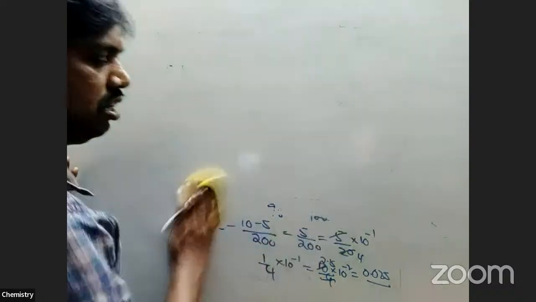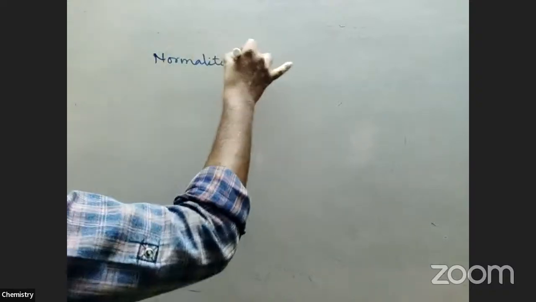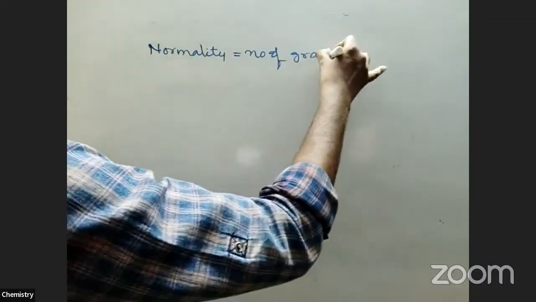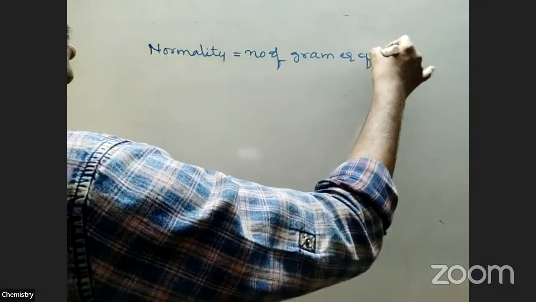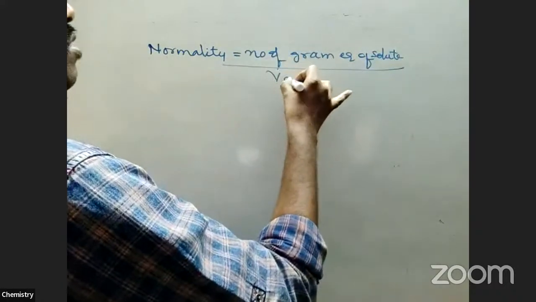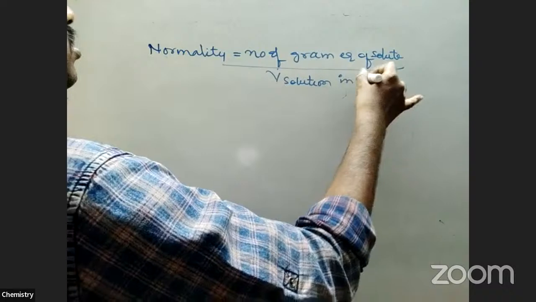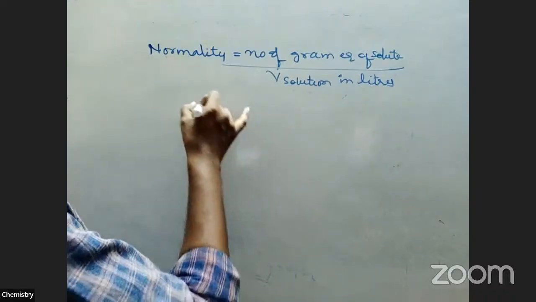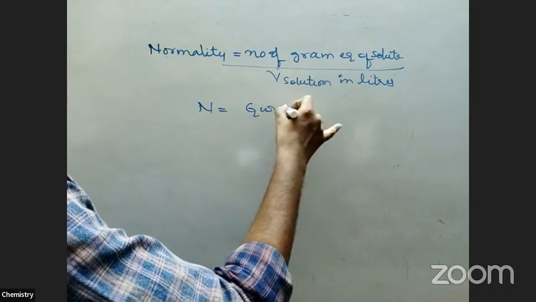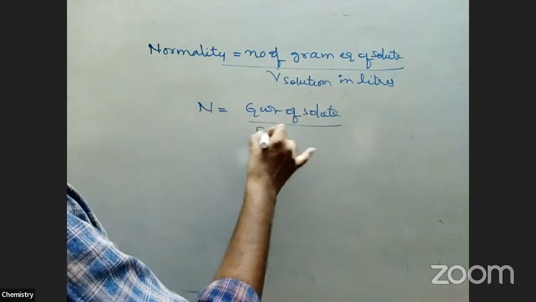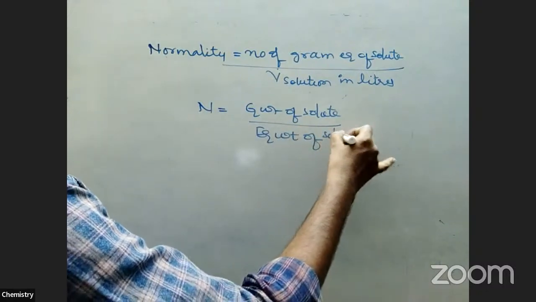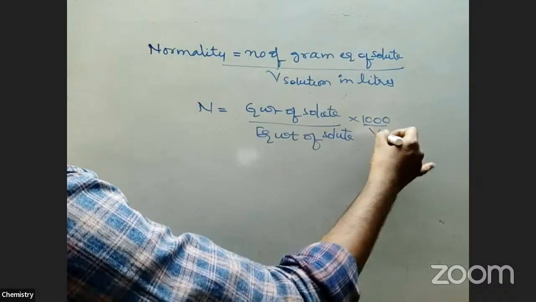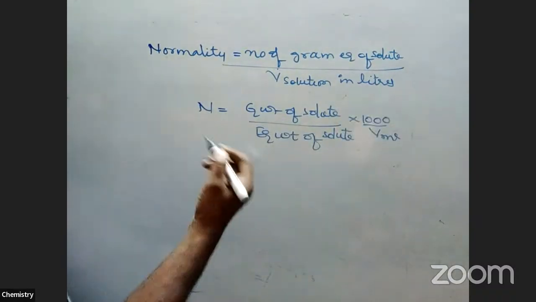And I'll discuss normality. One more important concept is normality. So, what is normality? Normality indicates the number of gram equivalents of solute by volume of solution in liters. This is called normality. Number of gram equivalents, that is important. We can extend the formula: given weight of solute by equivalent weight of solute into 1000 by volume in milliliters.